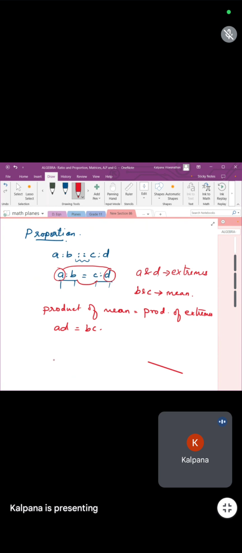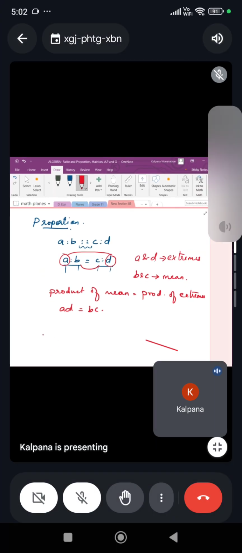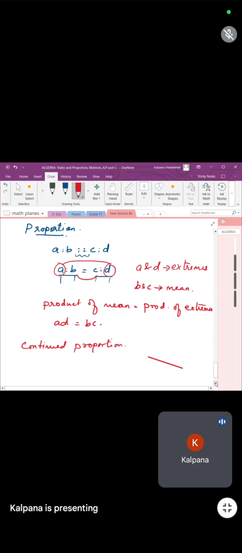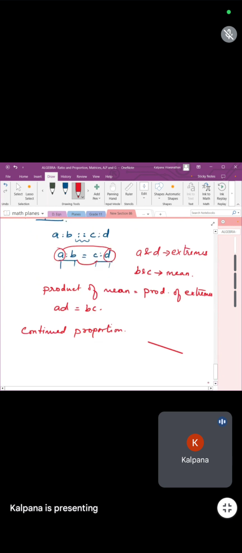Okay, now here we also have continued proportion. What is the meaning of continued proportion? B square is equal to AC. Why is it B square equal to AC? Because A upon B, ratio B upon C, so A by B is equal to B by C.